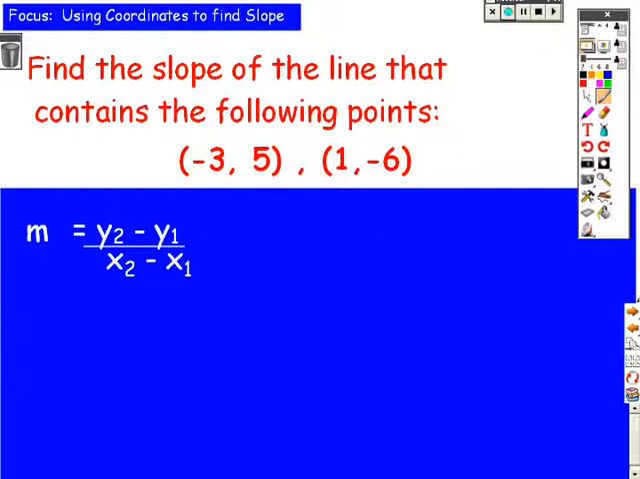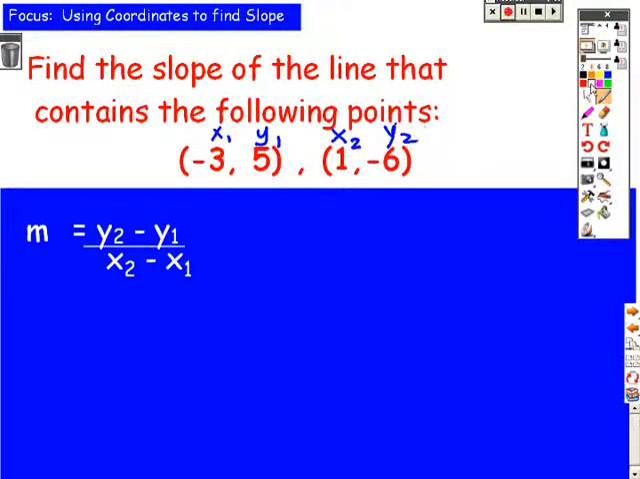In some cases, though, you may not be given a graph. You may just be given 2 ordered pairs, like ours here, (-3, 5) and (1, -6). It's important to recognize what you've been given. Remember, in an ordered pair, x's are always first, and then the y's. Let's call this right here point 1. So this would make the -3 an x sub 1, make the 5 a y sub 1. Accordingly, 1 would be x sub 2, and -6 would be y sub 2.